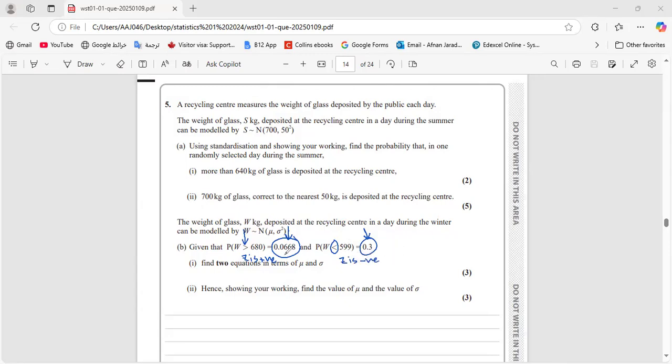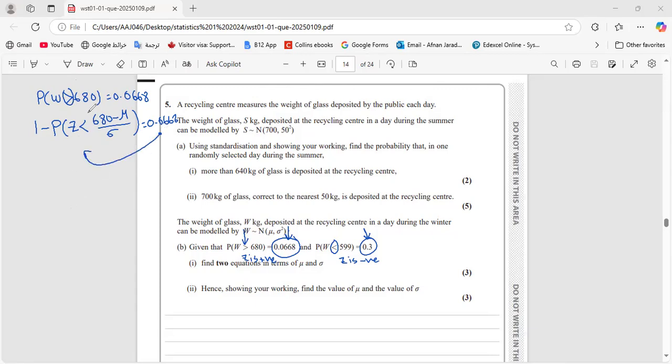So taking this one here, the probability that W is greater than 680 equals 0.0668. This one is greater than, so you need to convert greater than to less than by making it 1 minus the probability of Z less than (680 minus mu) over sigma, which equals 0.0668. Okay, greater than, so you need to convert it using 1 minus the probability of less than.